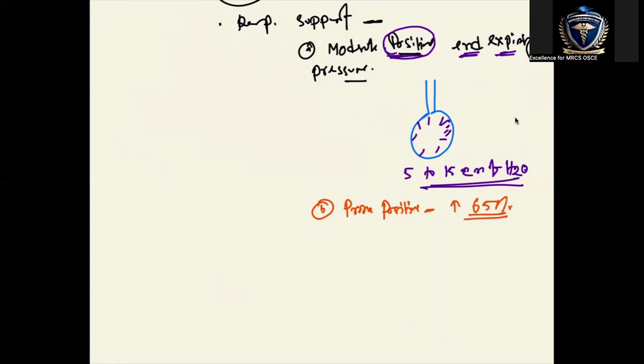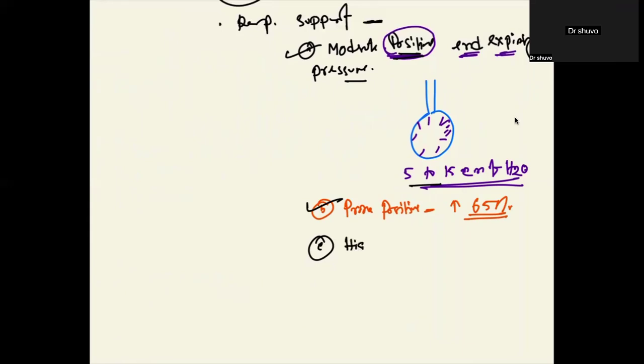So one is moderate PEEP, which keeps some air inside the alveolus and prevents its collapse. The second one is the prone position. The third one is very important. What is the metabolic abnormality in ARDS? Is it respiratory acidosis or alkalosis? Acidosis. Very good.